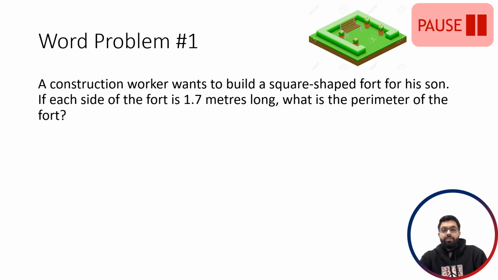So I've got this little diagram of a fort up here. Actually, the diagram I have up there is a garden, but I just needed it to be a square. So basically this side is 1.7 meters, and I'm asking for the perimeter, so this distance all the way around. If each side is 1.7 meters, what's the perimeter of the fort?